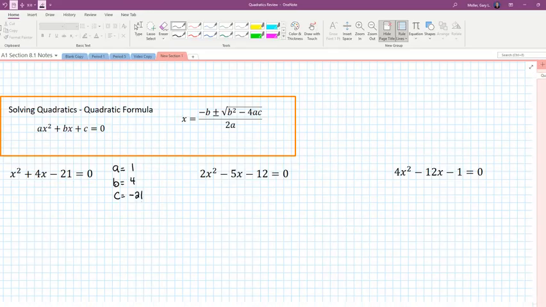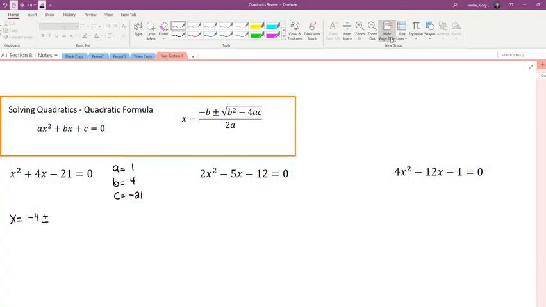All right, so here we go. I know that the answer is going to be found by simply plugging these things in. So negative B makes a negative 4, plus and minus the square root of B, which is 4, squared, minus 4 times a 1 times a negative 21. And right away, I'm noticing that that negative is going to turn this minus into a plus. All divided by 2 times 1.